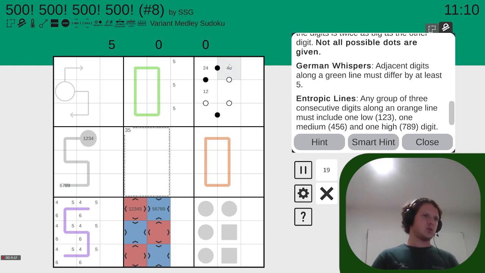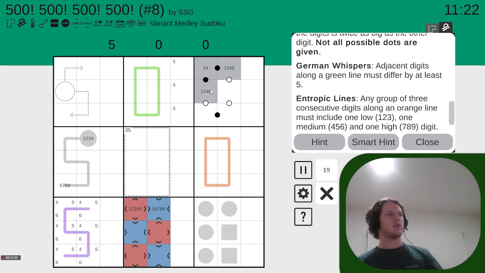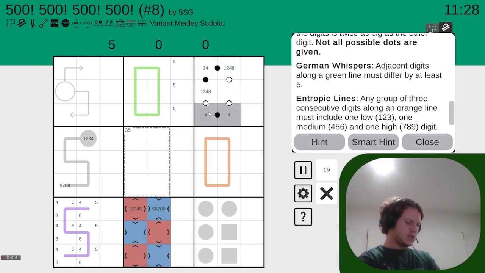And same way, this could also be a 1 here, this could be a 2, this could be a 4, this could be a 2, this could be a 4, this could be an 8. So basically, those are the only digits that could ever go there. And I believe this makes this a 3, 6.